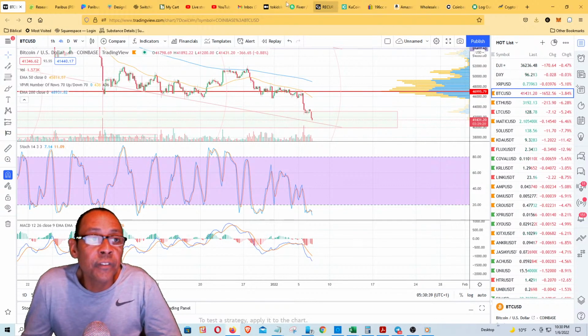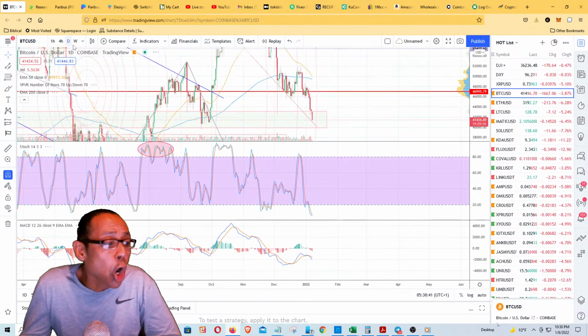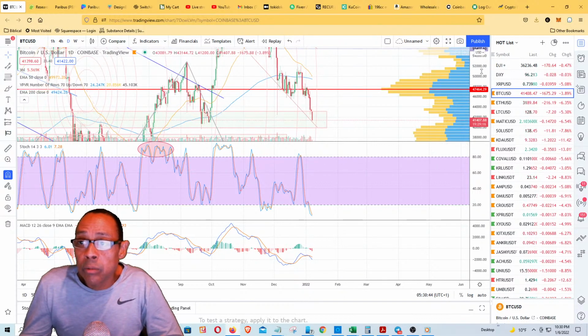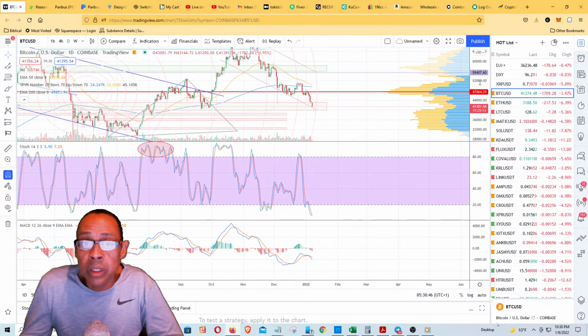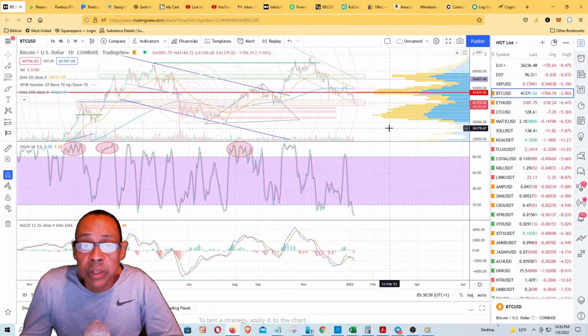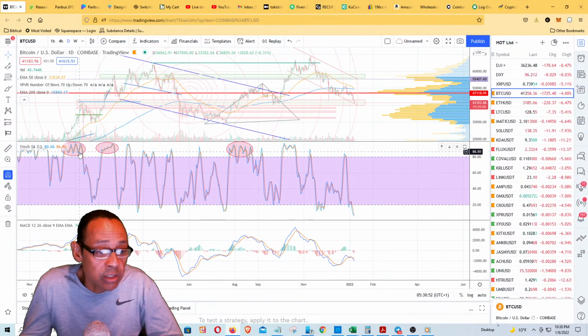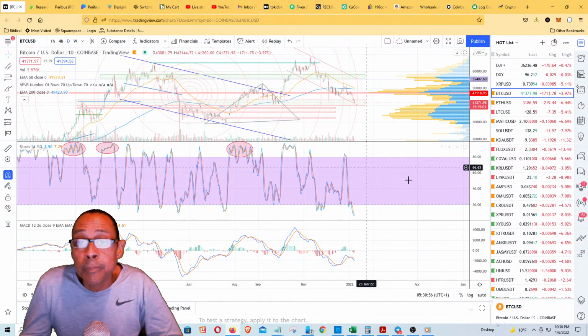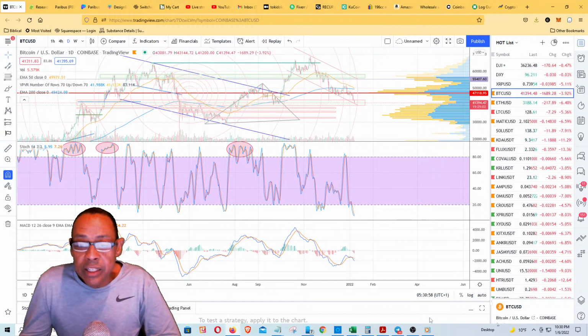Let's flip to the one-day chart and see what it looks like. We'll scrunch this down so we can get all of the price action in. We'll pull this in like this so we can see all of the nice little price action dating all the way back to the beginning of 2021. And it's a little easier to see here.